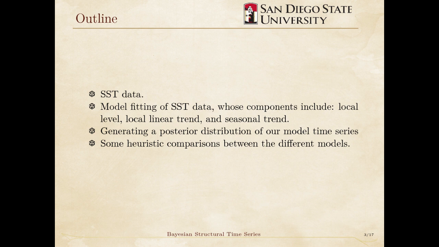In this chapter of our journey, we will encounter different implementations of the BSTS package written in R. This will include sea surface temperature data, model fitting of sea surface temperature, whose components include a local level, local linear trend, and seasonal trend. We will also generate a posterior distribution of our model time series. Lastly, we'll give some heuristic comparisons between different models. Again, the objective here is to implement the BSTS package.